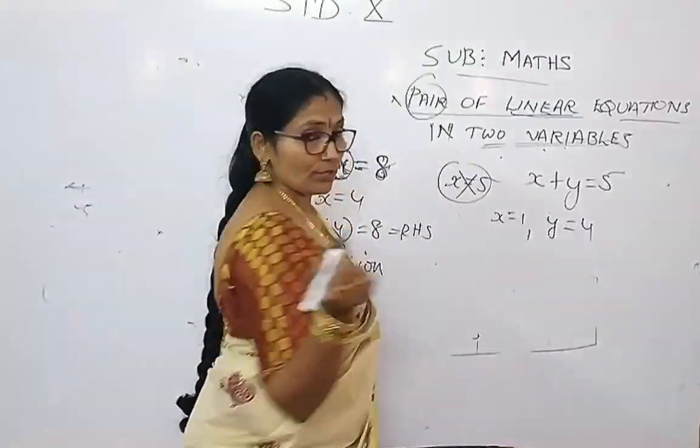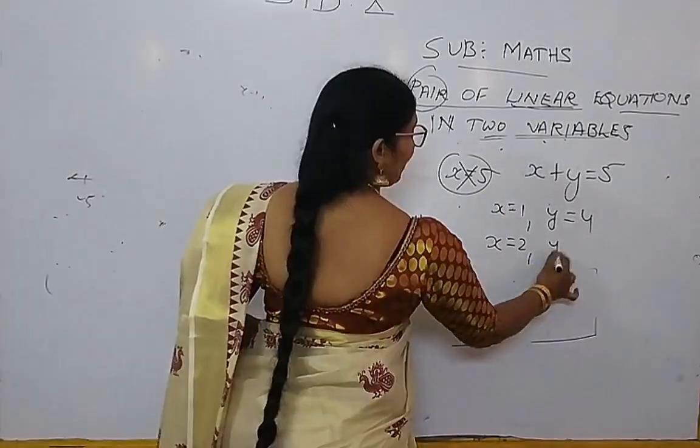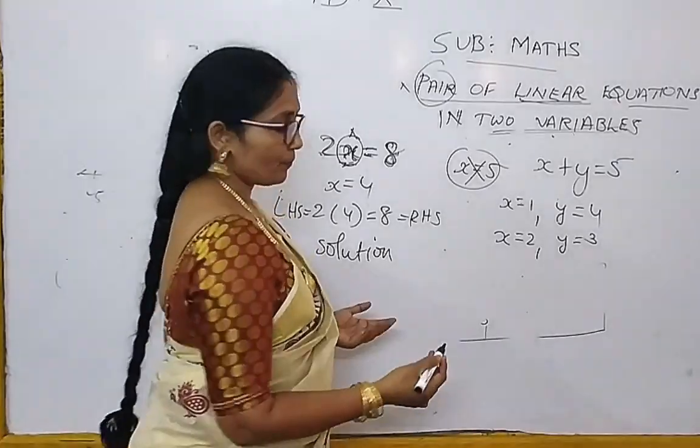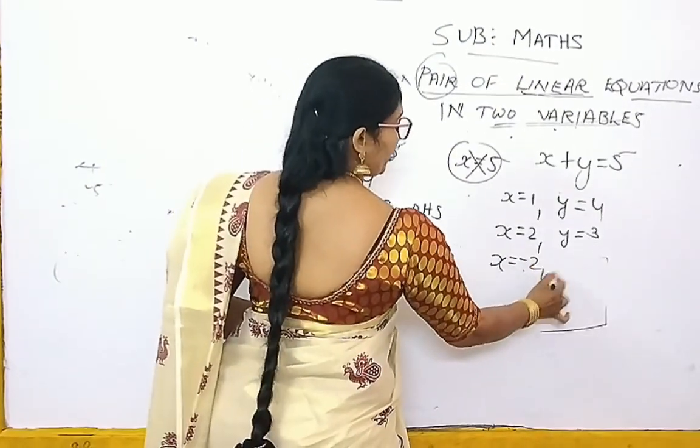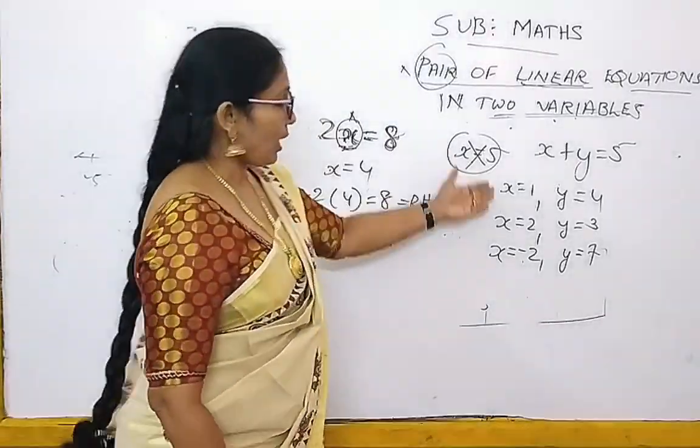Same way, you also tell me, what are the other solutions? Yes. x is equal to 2, y equal to 3 is also a solution. x is equal to minus 2, y equal to 7. This is also a solution. These all are the solutions.